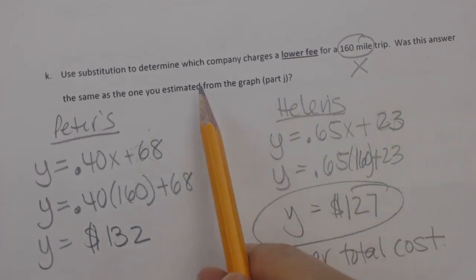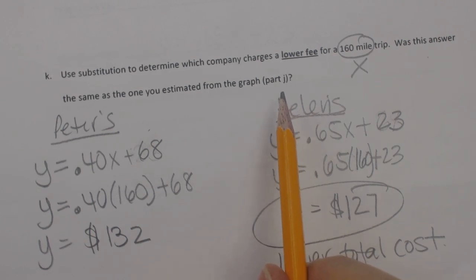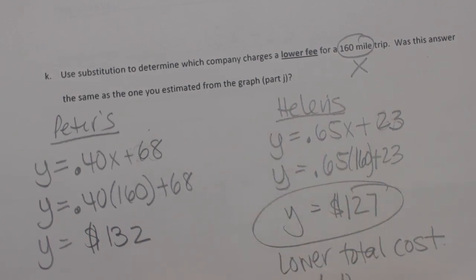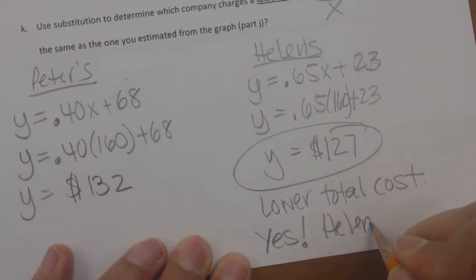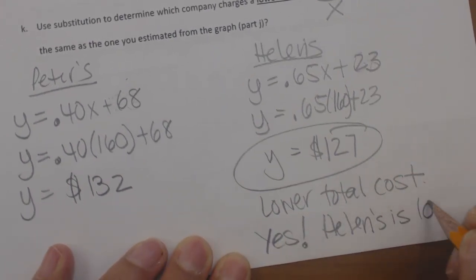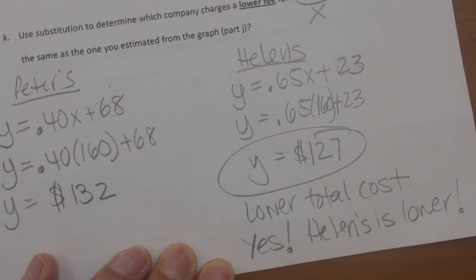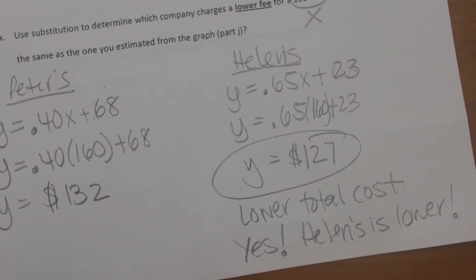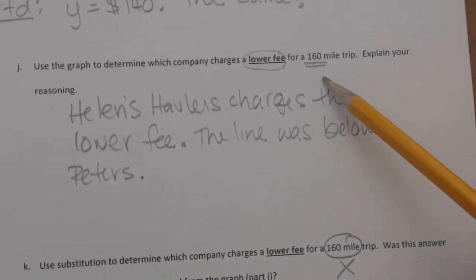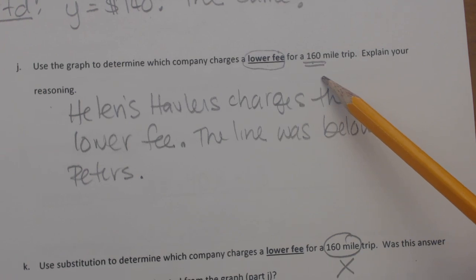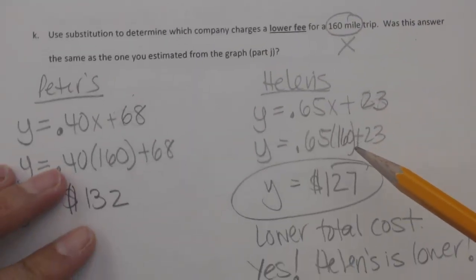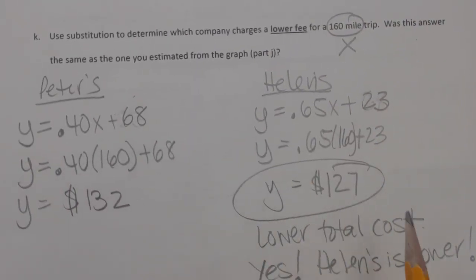And was the answer the same as the one from the graph, part J? Yes. Helen's is lower. So we got the same answer using two different methods. The method from the graph, looking to see which line was lower because we're looking for lower, and then the method of substitution, this is your algebra. Helen's is lower. Okay, 2 more.